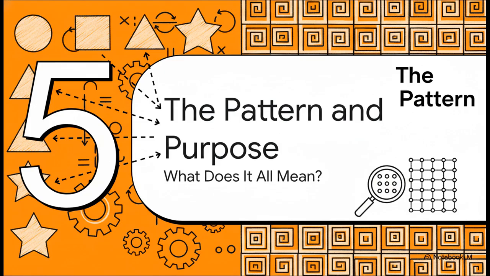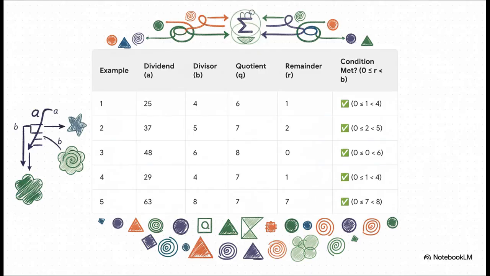So, what's the big picture here? Let's zoom out for a second and really understand the pattern and purpose behind this unbreakable rule. When you see all 5 examples laid out side by side like this, the pattern just becomes crystal clear, doesn't it? This isn't just a series of happy coincidences. What we're actually seeing is a fundamental truth about how numbers work. For any 2 integers, there is always one unique solution.